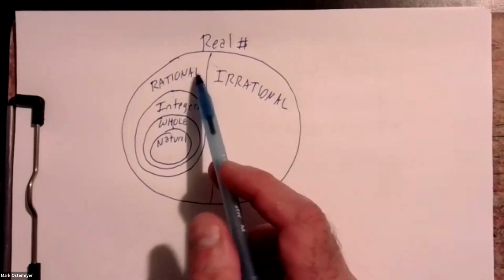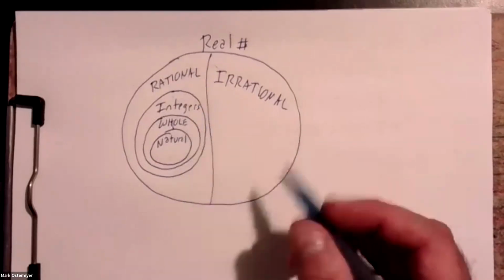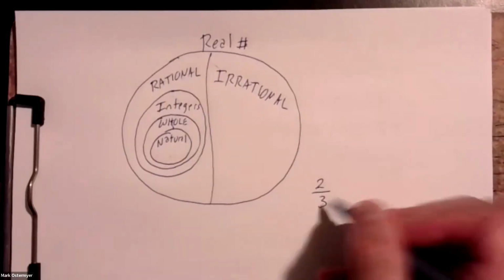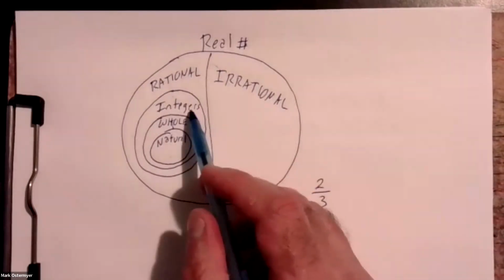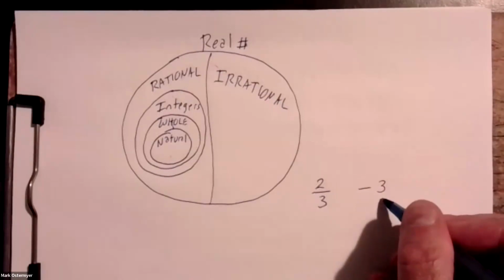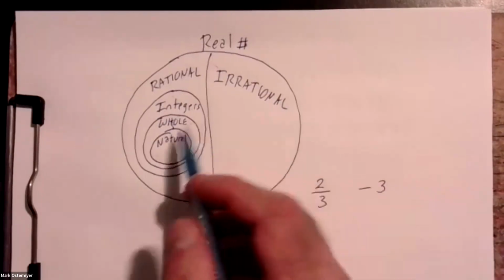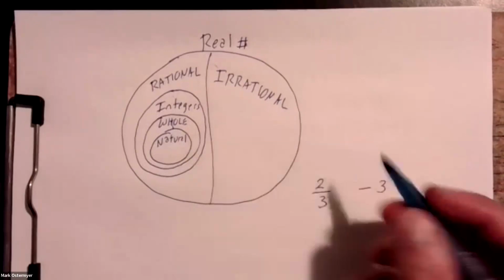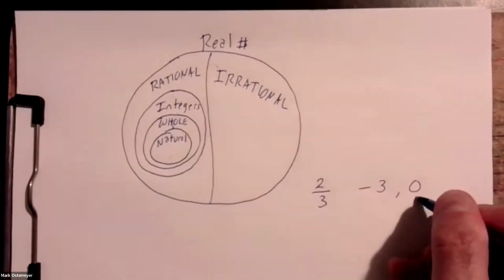Not necessarily is it true that every rational number is an integer. 2/3 is a rational number, but it's not an integer. It's not true that all integers are whole numbers. For instance, -3 is an integer, but it's not a whole number. It's not necessarily true that all whole numbers are natural numbers, because 0 is a whole number, but it's not in the set of natural or counting numbers.